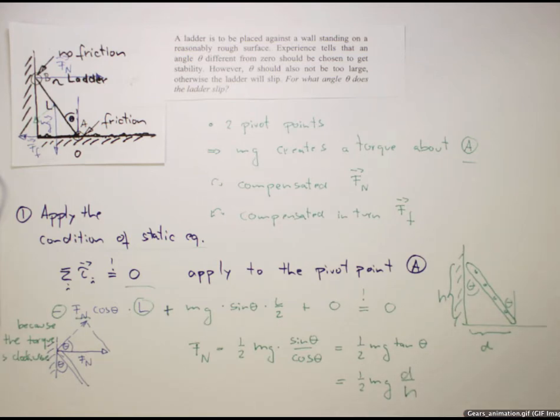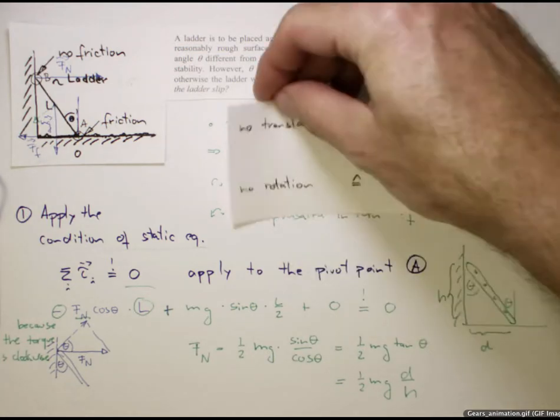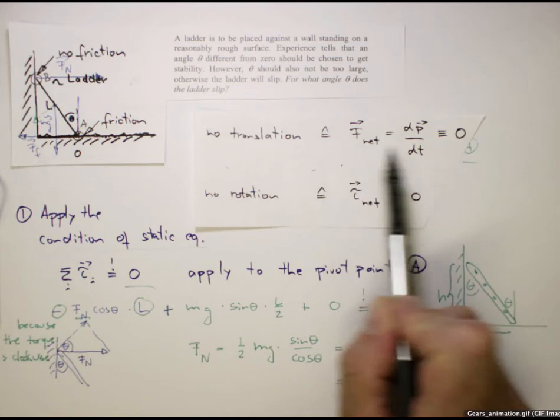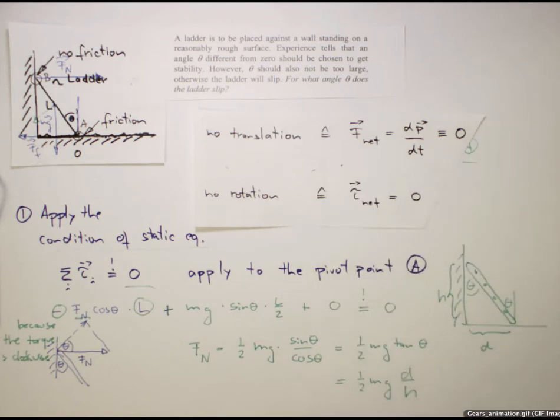Okay, so now we know the normal force in terms of the geometry, and because of the other condition of static equilibrium, namely that no translation is permitted, the net sum of all forces has to be equal to zero, and that's what we want to apply now. So this was the first thing. The rearrangement might be the second step of the solution.